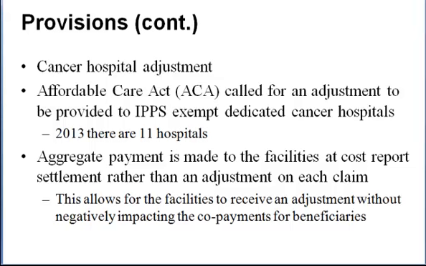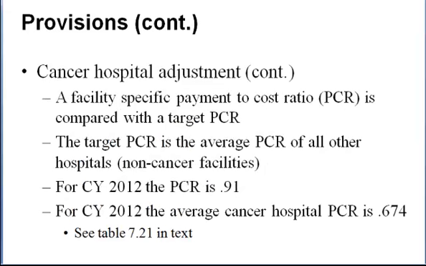The Affordable Care Act of 2010 does provide for an adjustment to dedicated cancer hospitals to address the higher costs that are incurred by this type of facility. For 2012, there are 11 inpatient prospective payment system exempt designated cancer hospitals. The particular adjustment factor used is facility specific.